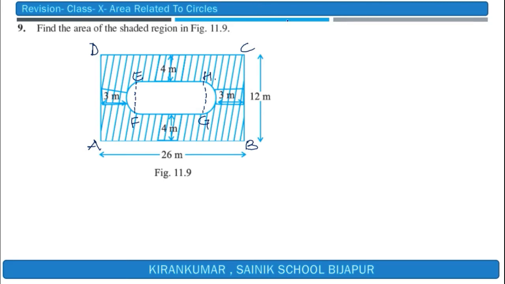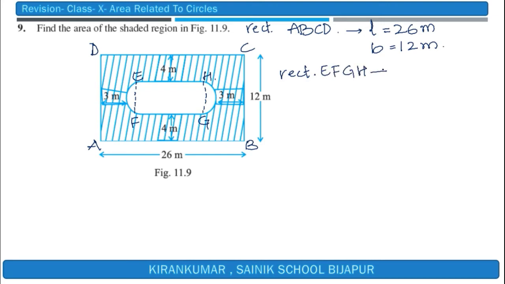Here, let me identify the dimensions of these figures. For the rectangle ABCD, what is the length? They have given it is 26 meter and the breadth is given as 12 meter. There is another smaller rectangle inside, the rectangle EFGH. What will be the length in the case of the rectangle EFGH? This will be the total length minus 3 from this side, 3 from this side, and also the radius. We don't know the radius here. Let me name this as R.